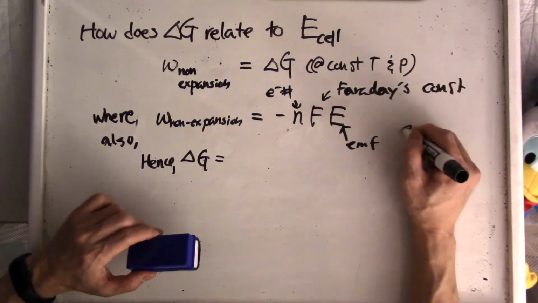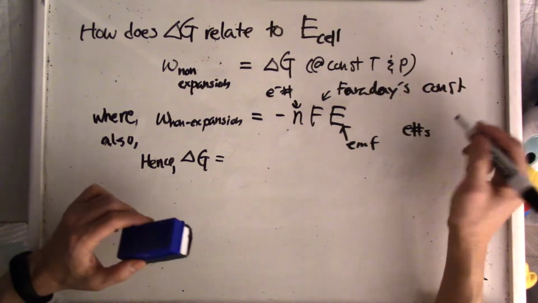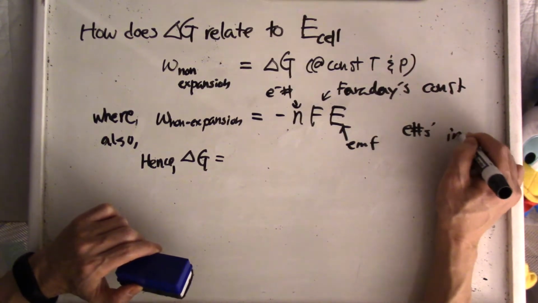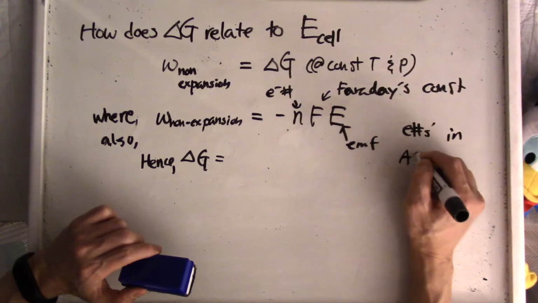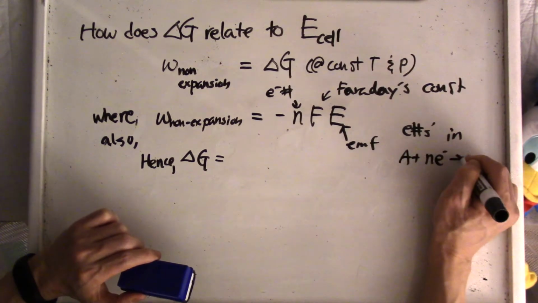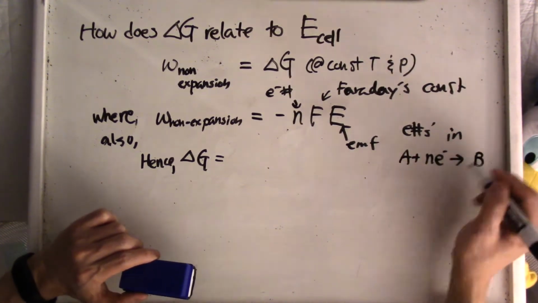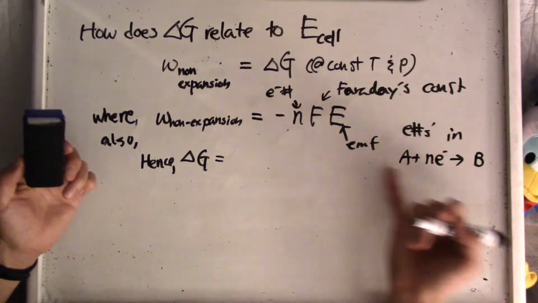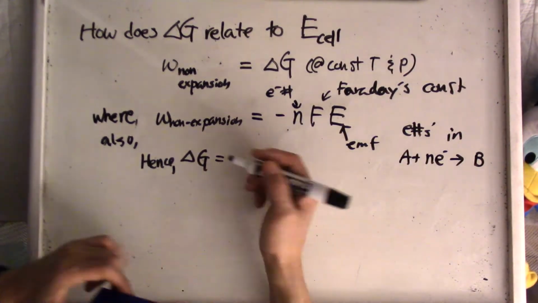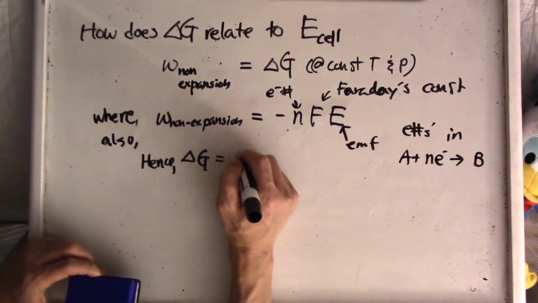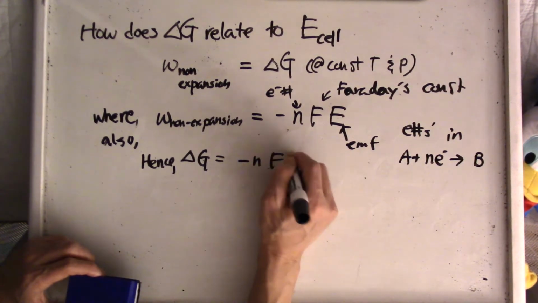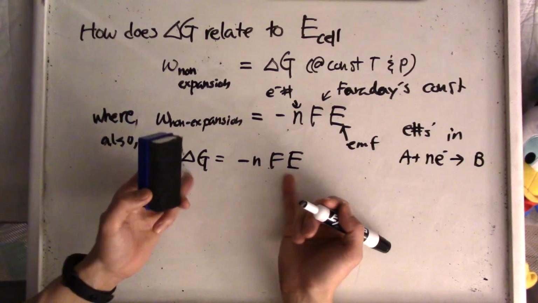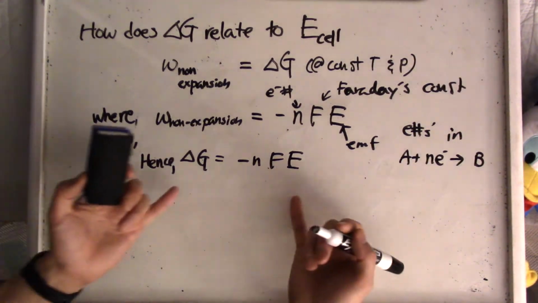So which means, by the way, the number of electrons, let's say if you have A plus n e minus going into B or something. In this case, if 2 electrons are involved, like for copper, then n is going to be 2, so keep that in mind. But anyways, delta G is equal to minus nFE. Kind of cool, because delta G is related to the EMF as well, so keep that in mind.